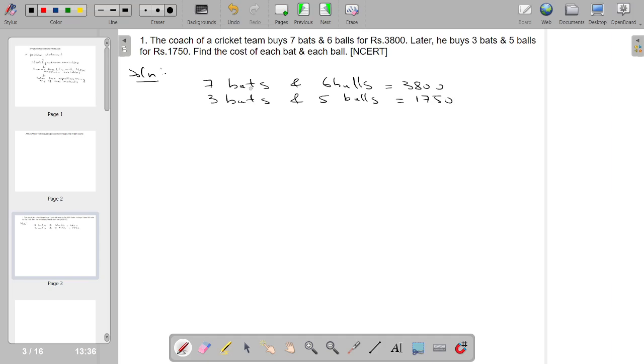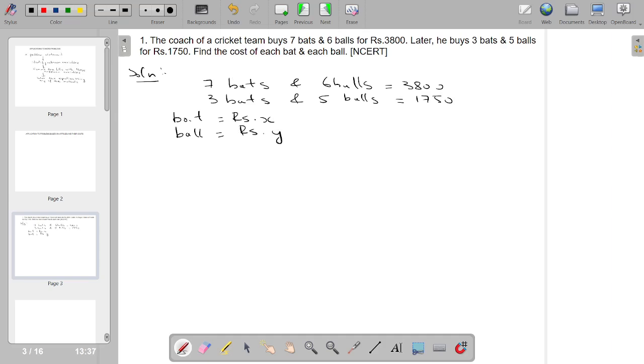In the problem statement, what is given is the number of bats and the number of balls, and the price for which the coach has purchased them. But the problem hasn't given the cost per bat and per ball. That we have to find. Since we don't know the cost of each bat and each ball, we can assume it. Assume the price of each bat is rupees X. Assume it, because we don't know. And assume the price of each ball is Y rupees.